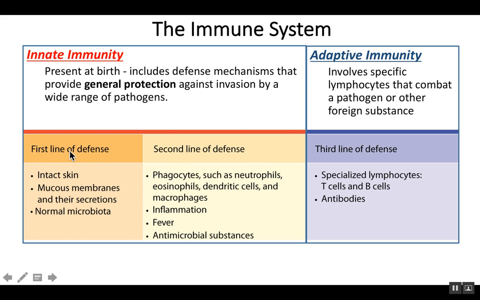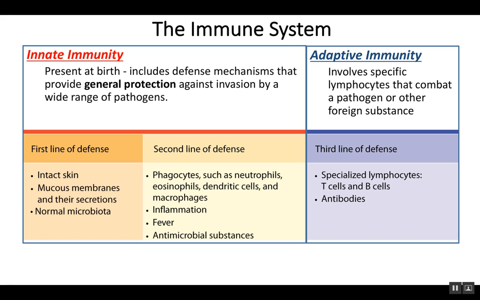First lines of defense are barriers. They help keep microbes out. So it makes sense that your intact skin would be a first line of defense. If you recall, the epidermis has many layers of cells. Those cells are very tightly packed together to form a nice strong barrier. Very few things can penetrate through intact skin. No bacteria can do it. No viruses can do it.